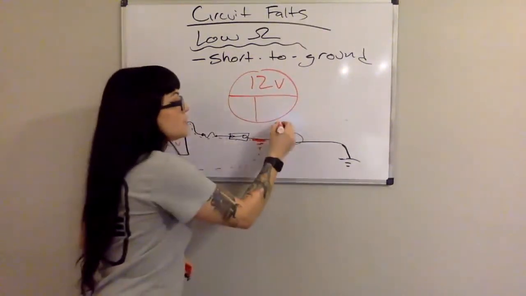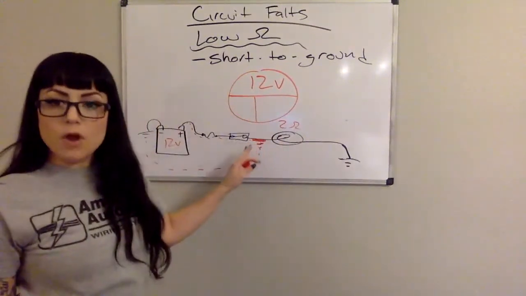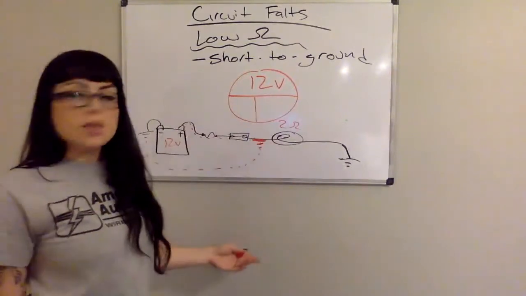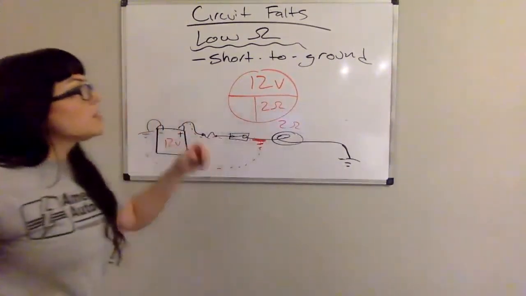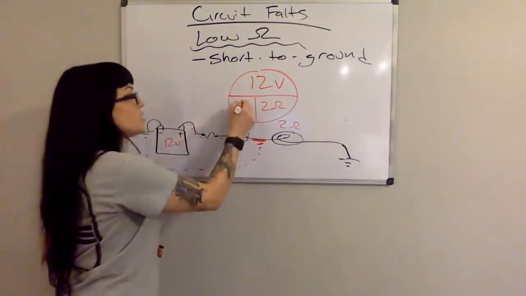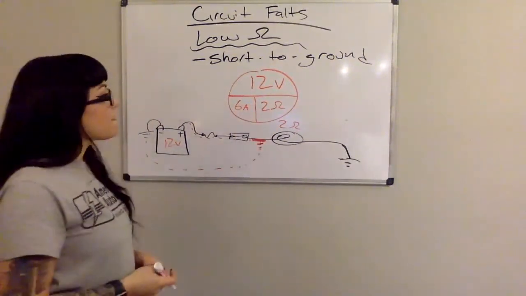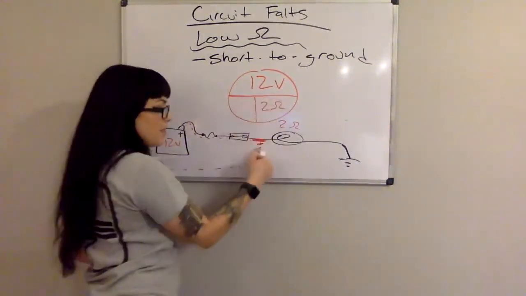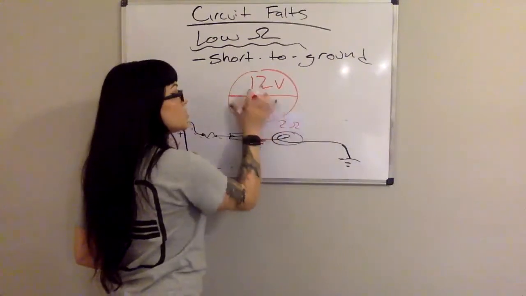If this was a 2-ohm bulb before our short in the circuit, this would have been a 2-ohm circuit. So we can put 2 ohms there. With 12 divided by 2, how many amps would that give us? That would give us a total of 6 amps throughout the circuit. Not that crazy. But now that we've created a shortcut, the resistance in this circuit changes.